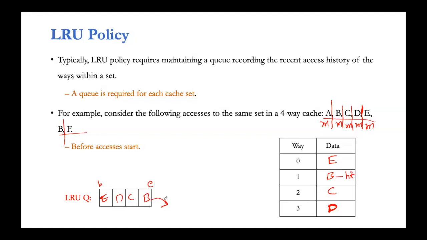So once it is recently used, it will be removed and inserted at the beginning of your queue. Then you will get the B, E, D, C. So C becomes the end of the queue and B will be entered at the beginning of your queue.